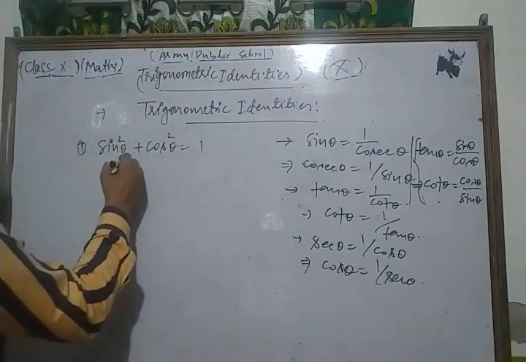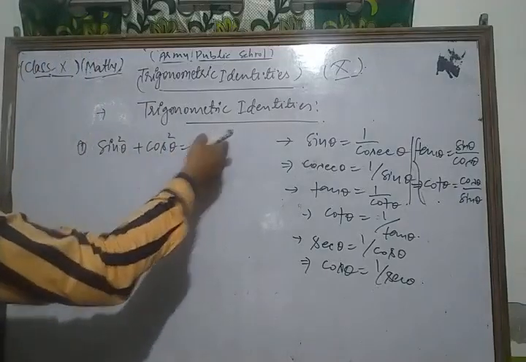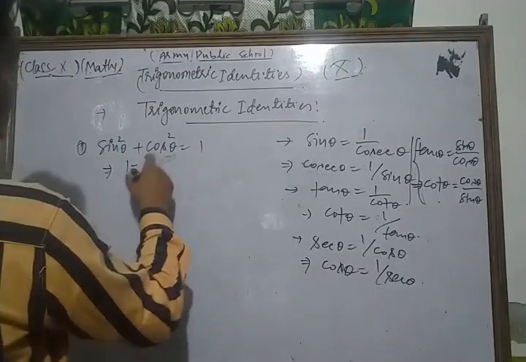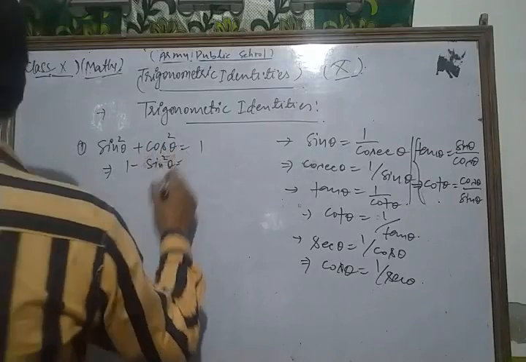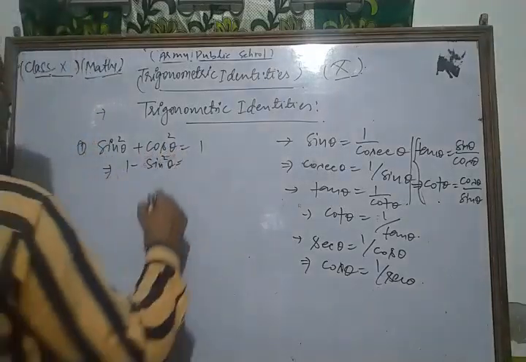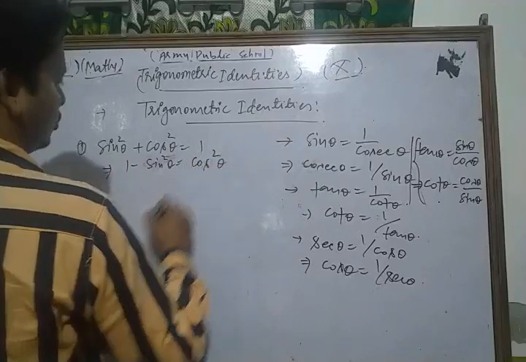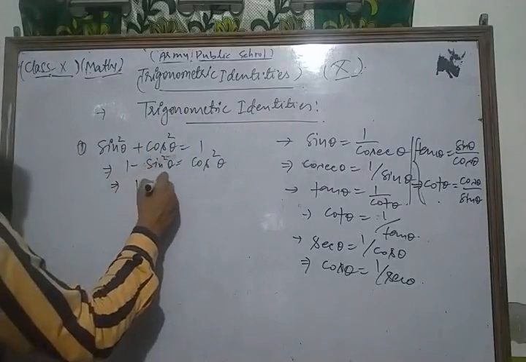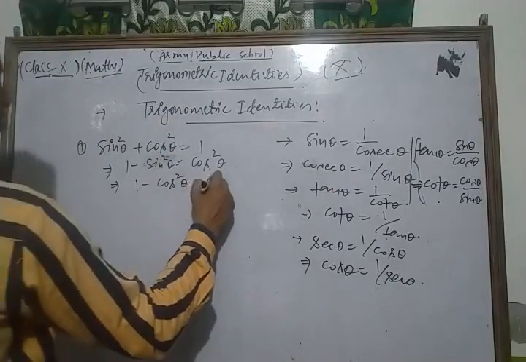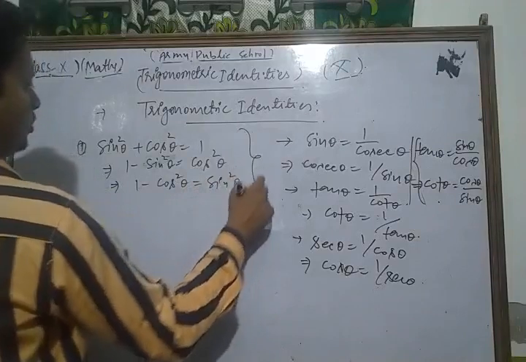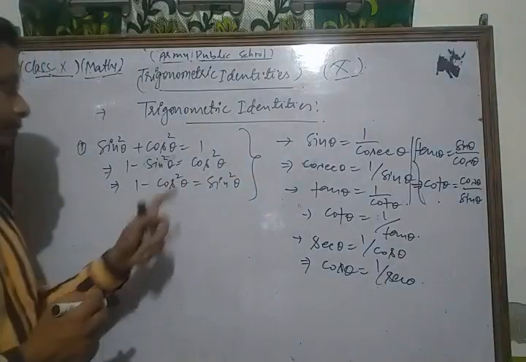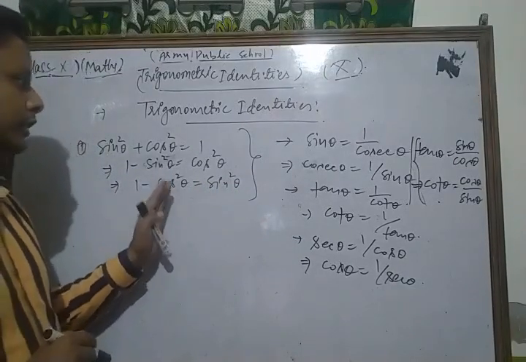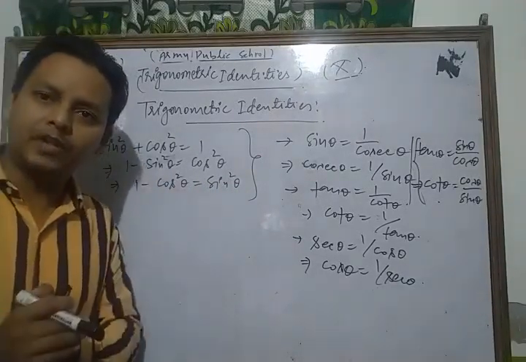From there we can also write, if we transfer sin square theta to that side, 1 minus sin square theta is equal to what? Cos square theta. Or if we transfer cos square theta to that side, we can also write 1 minus cos square theta is equal to sin square theta. So this is the relationship between sin square and cos square. This is a very important formula related to the topic trigonometric identities.